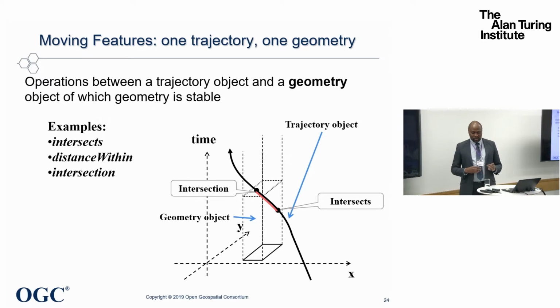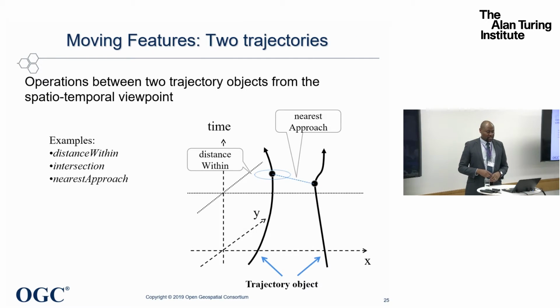The Moving Features Standard describes, for instance, operations between a trajectory object and a geometry object, describing operations that can be performed on those trajectories, but as well as operations that can be performed between the trajectories and the geometry objects. Remember that within the geospatial context, geometry is actually an abstraction of a real-world feature, whether it's a point, a line, or a polygon. The Moving Features Standard also standardizes operations between multiple trajectory objects, taking into consideration both space and time.